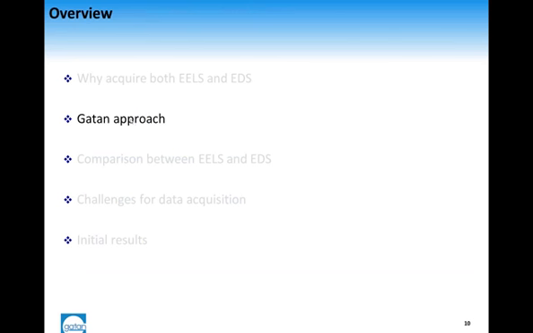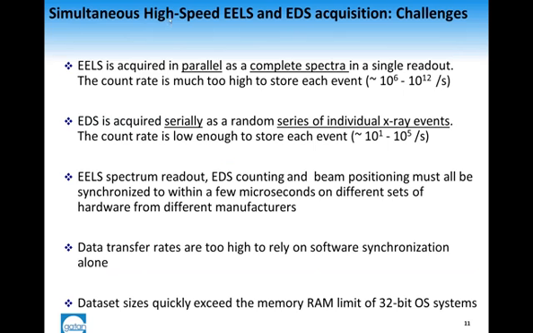If we look at the Gatan approach, we have some challenges here. The main thing is that EELS is acquired in parallel as a complete spectrum, a single readout. The count rate in this case is very high. In general, we go from about 1 million to over 1 billion counts per second. So it's a huge amount of events that we need to collect.